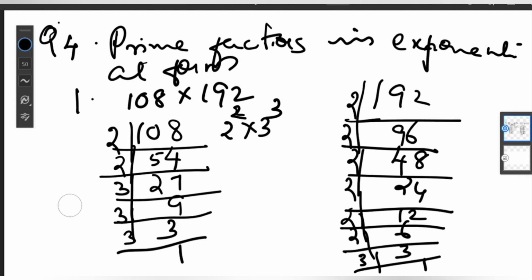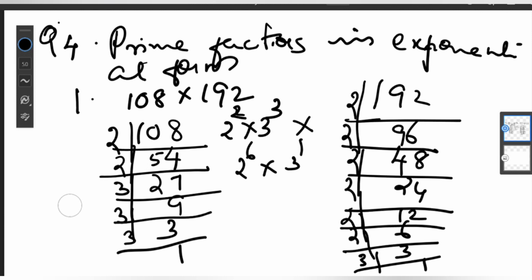So what is actually 108? 108 is 2 square into 3 cube. 2 square into 3 cube is actually what? 108. Then 2 square into 3 cube is 108 multiplied by 192. How many times? 1, 2, 3, 4, 5, 6. 2 to the power 6 into 3 to the power 1.